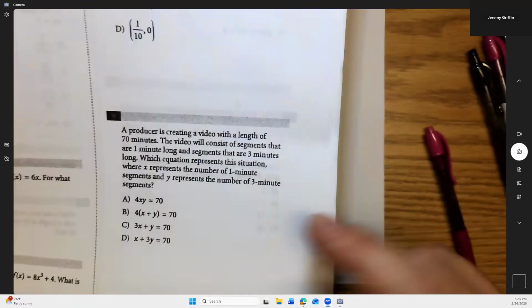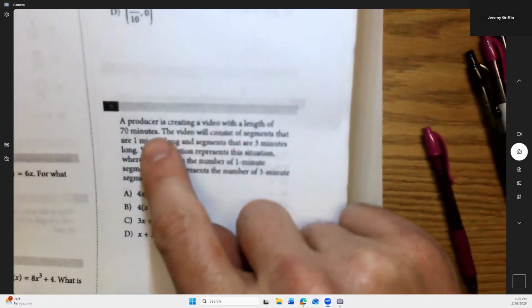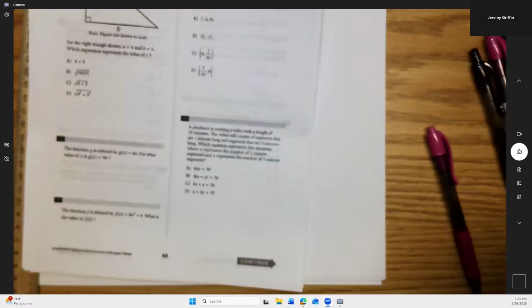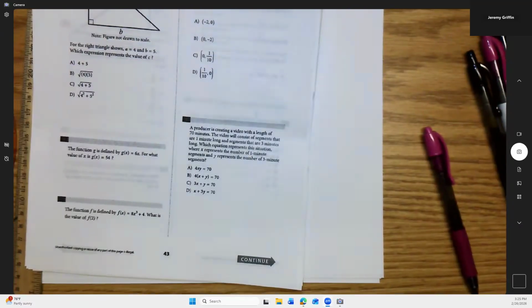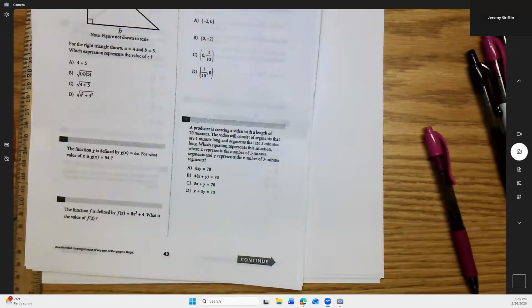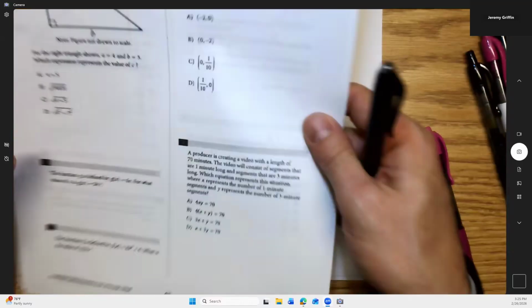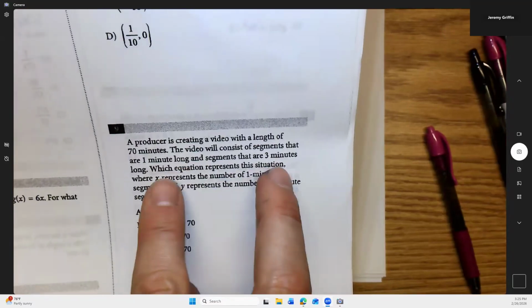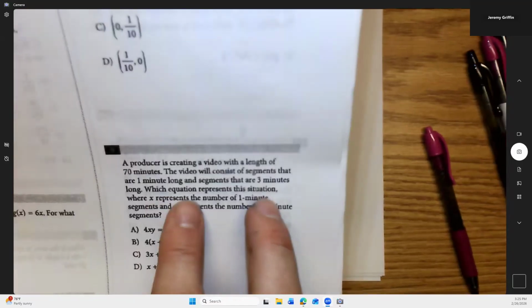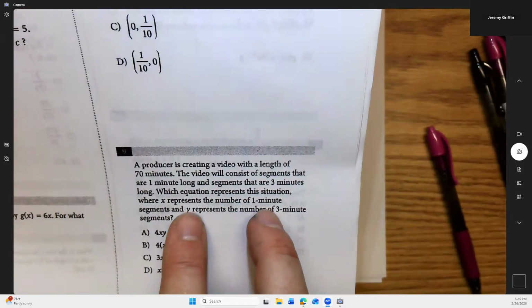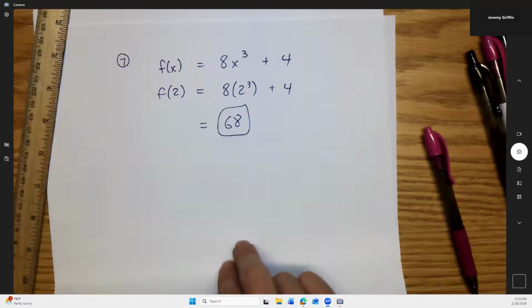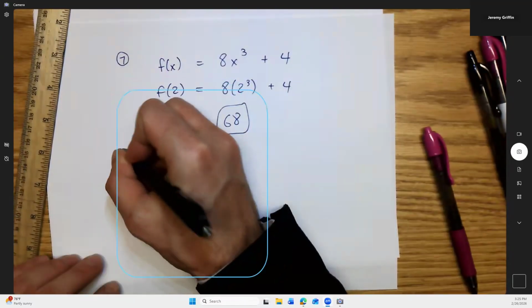Number 9. A producer is creating a video with a length of 70 minutes, so an hour and 10 minutes. The video will consist of segments that are 1 minute long and segments that are 3 minutes long. Which equation represents the situation where x is the number of 1 minute segments and y is the number of 3 minute segments? Let's come up with that ourselves and then we'll put it all together.